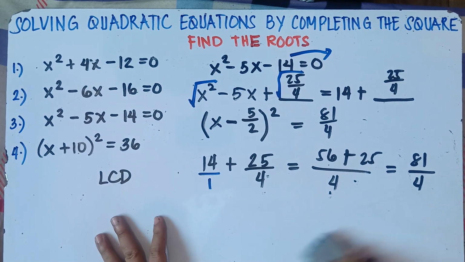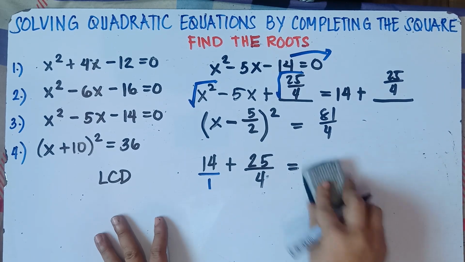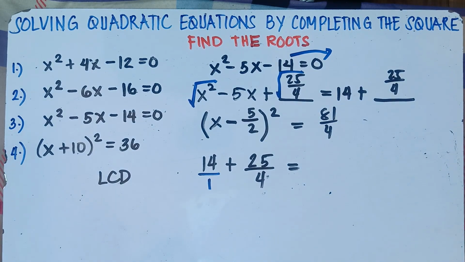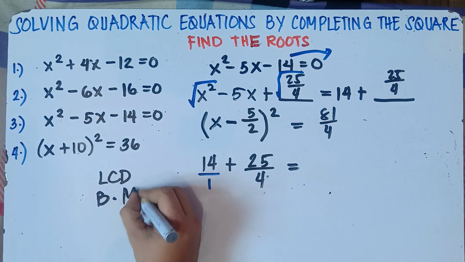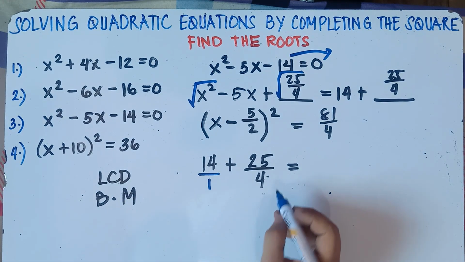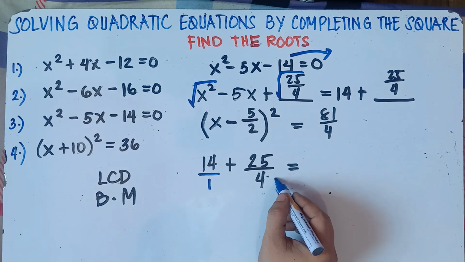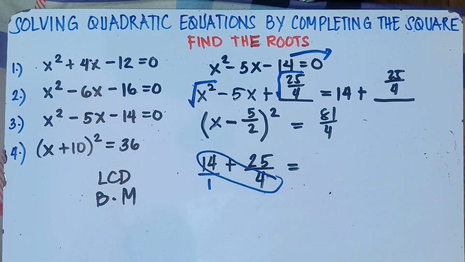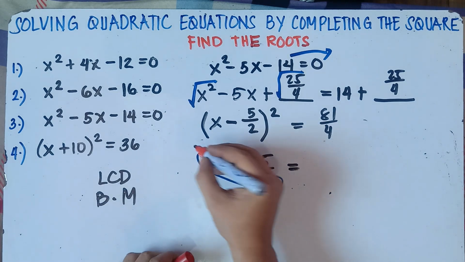Alright, let me just erase this one. The other solution, class, is the butterfly method. To do the butterfly method, class, is very easy. You just simply multiply this one. 14 times 4, that is 56. So this will be 56.